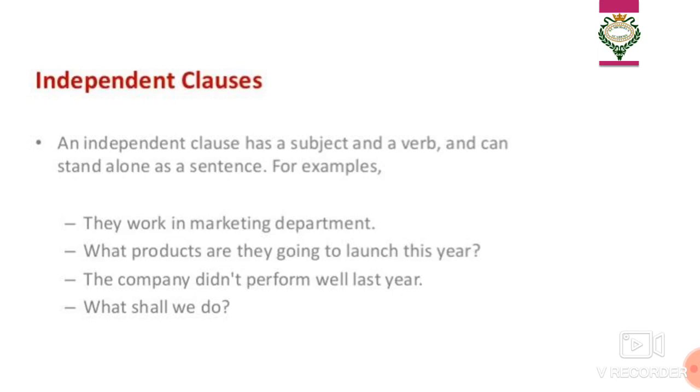Say, for example, they work in marketing department. Here we have a subject, they. We have a verb, work. And this group of words is giving us a complete meaning. That's why it is an independent clause. It does not depend on anything else to form its meaning. That's why it is an independent clause.